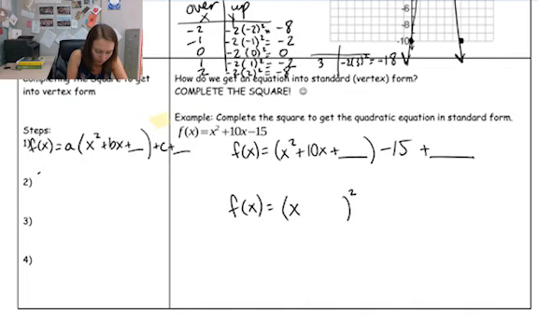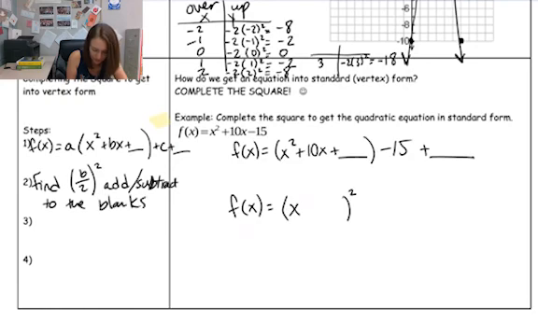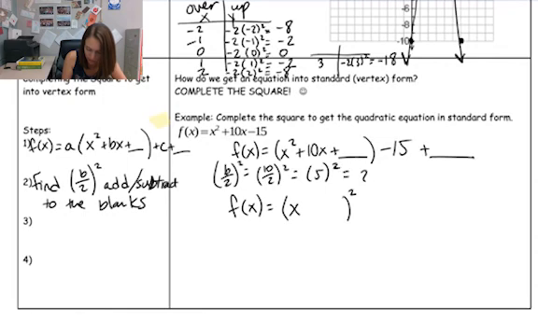In order to do that, we are going to find the middle term, which is b, divided by 2. Your b term is going to be whatever's left after you factor out an a value, if you have that in your problem. And then we're going to square it, and then we're going to add and subtract that to the blanks. So b over 2 squared is going to be 10 divided by 2 squared. 5 squared is 25.